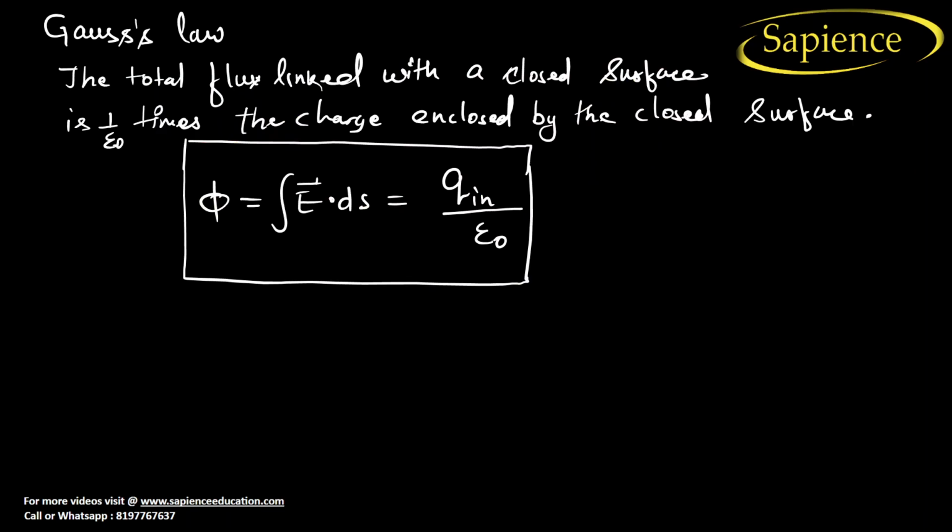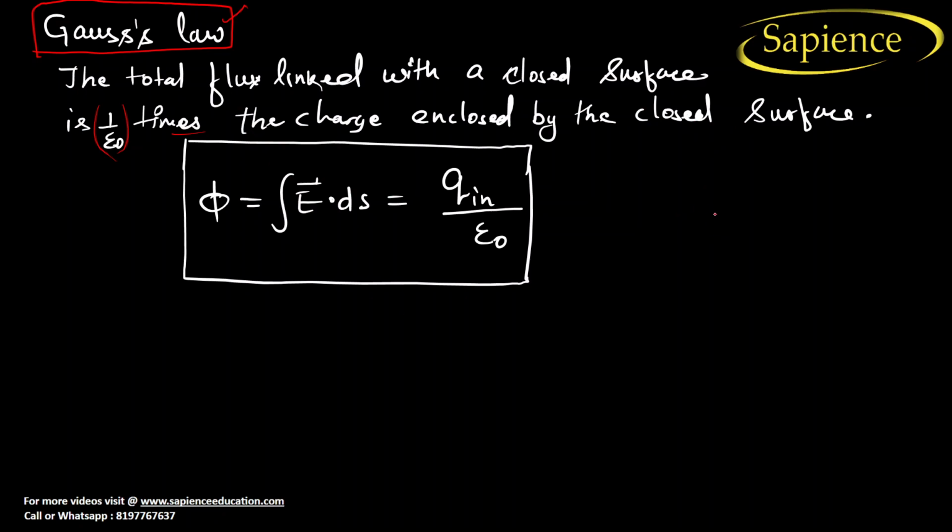So now let us go for the Gauss law. It is a very important law. I hope you have heard this for the first time, Gauss law. So this is a very important formula. Why? Because it has a huge application. You can find the electric field in one or two steps by this law. Okay. So the total flux linked with the closed surface is 1 by epsilon naught times the charge enclosed by the closed surface.